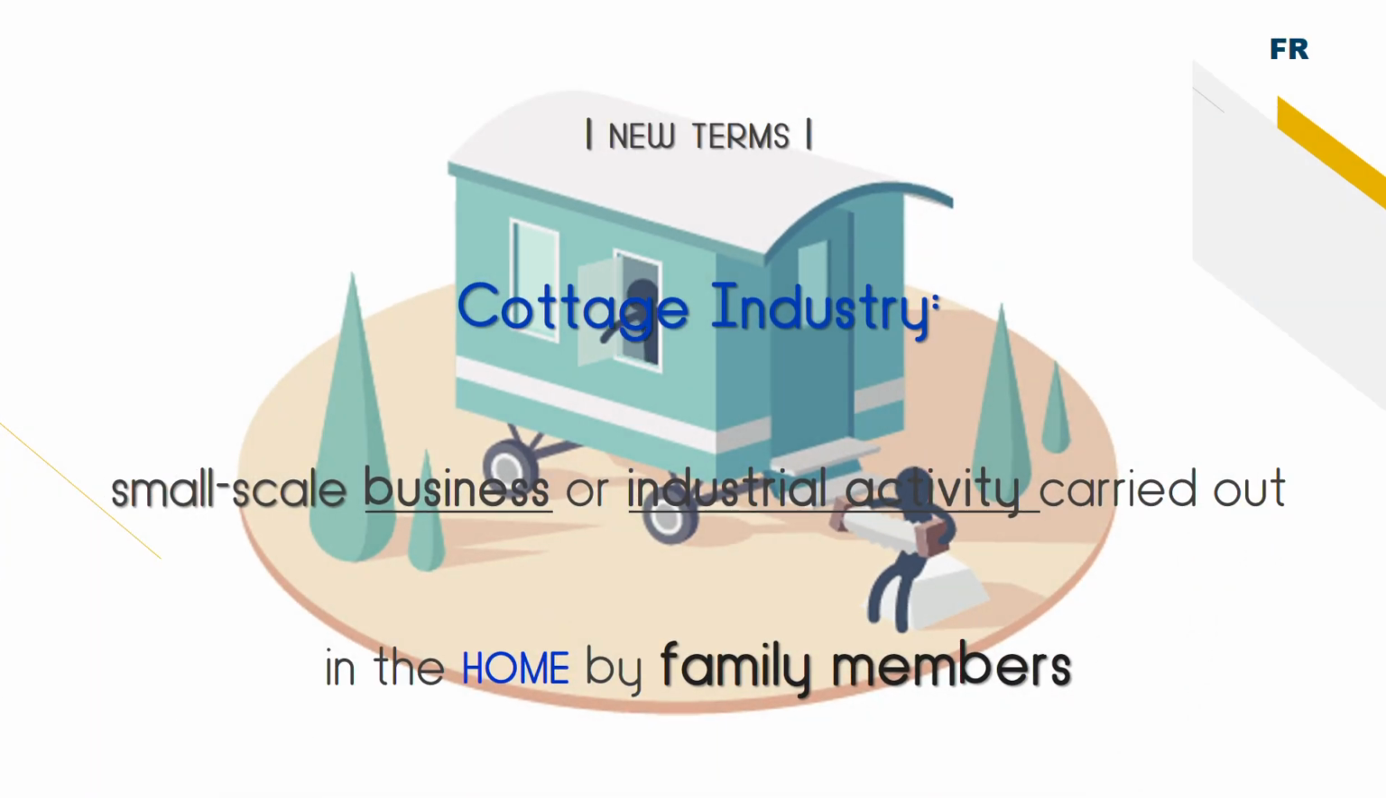Now, in terms of definitions, a cottage industry is small scale businesses that are usually, so I think today we might call them mom and pop kinds of businesses. But these were actually created in the home by family members.